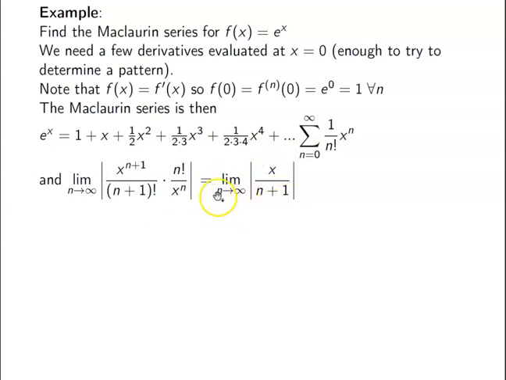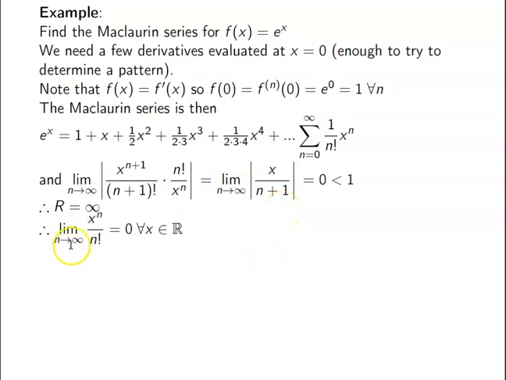Looking at what happens to n, well, this gets very, very big, so the whole thing gets very, very small and goes to 0, which means that my ratio test tells me it's less than 1, and this equals 0. So it is a convergent series. Equals 0 means the series converges everywhere, right? The radius of convergence is infinity.